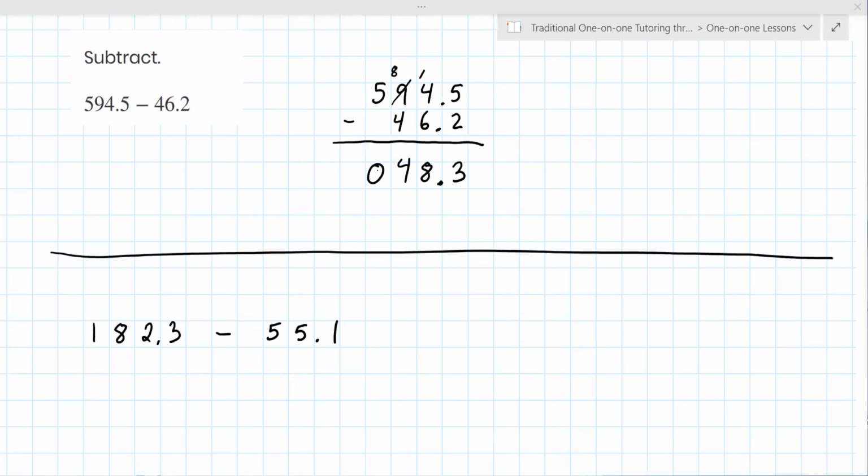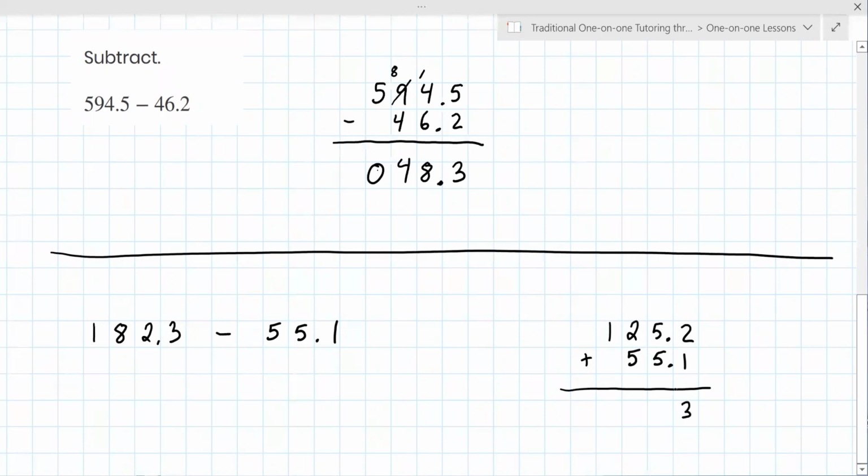Okay, I got my final answer. What is your final answer? 125.2. All right, so what's interesting is I can actually check your answer by adding the second number to it. So watch this, we're gonna add these. Your answer is on the top, and then the second number is on the bottom.